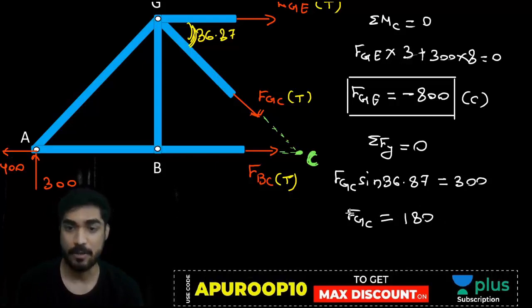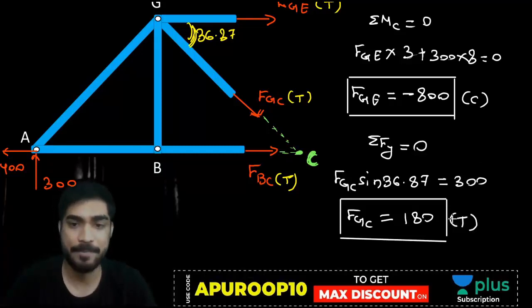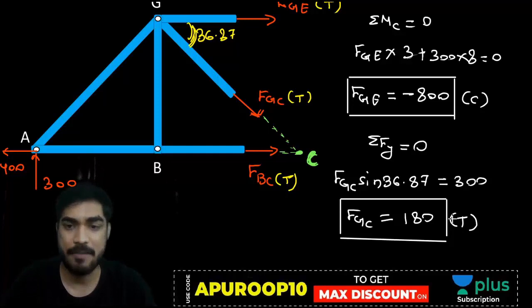And it is positive. Positive means tension. I have assumed tension. Remember, I have assumed tension. So a positive answer means my assumption is correct. So this is tension. Okay? So FGE is minus 800, FGC is 180.